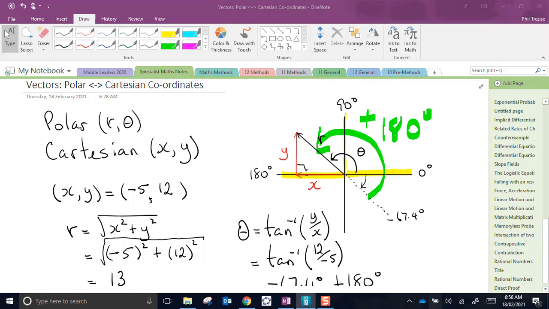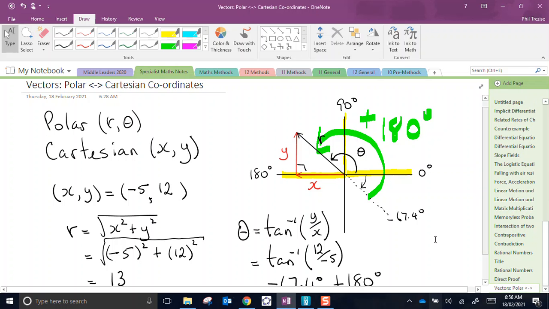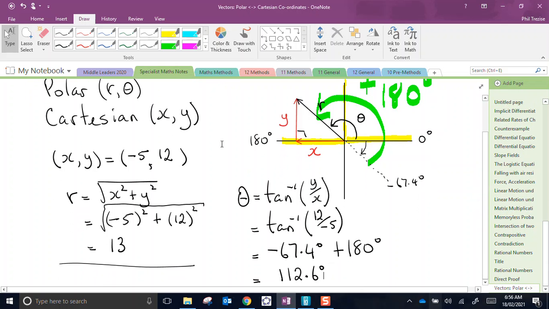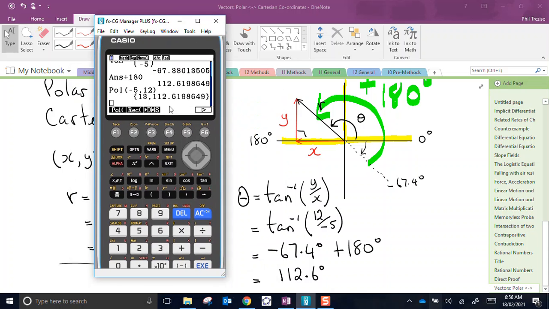So, if the focus of your question is to convert coordinates, then I would set out with the working shown here. But if the conversion of coordinates is just a small part in a much larger vector question, I would recommend you do the automatic conversion function on the calculator if it's just a small step in a much larger question.